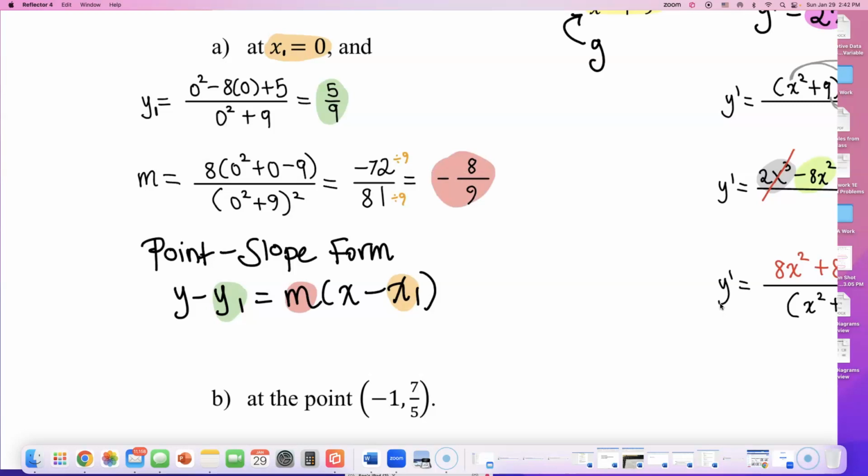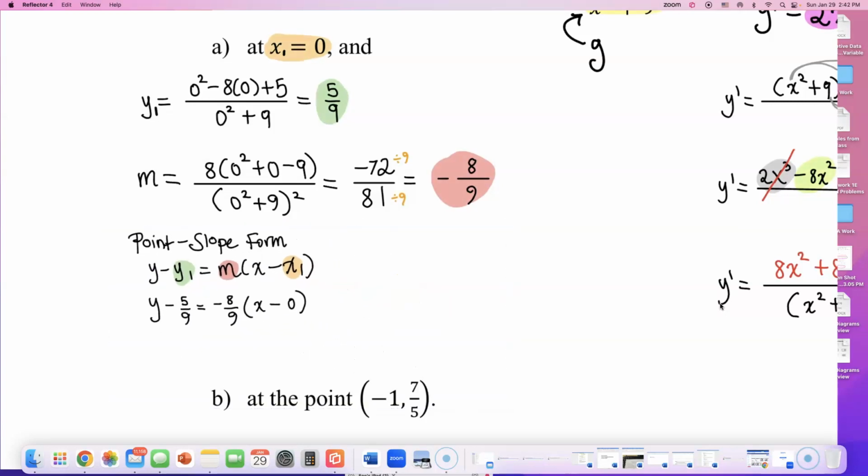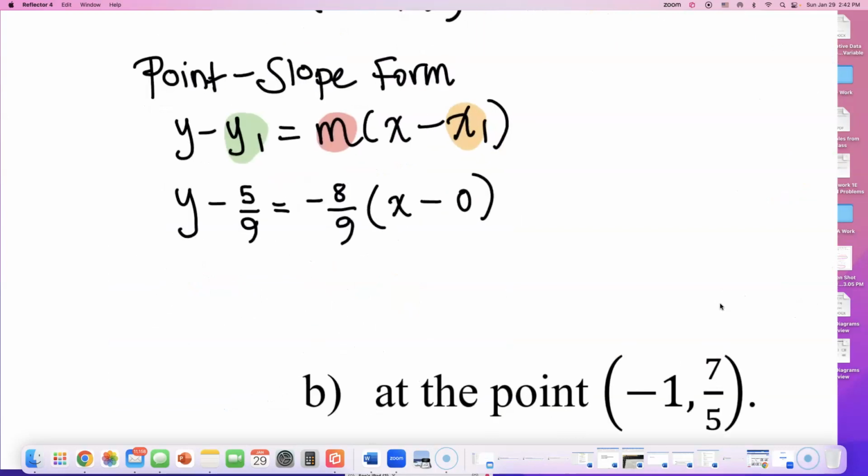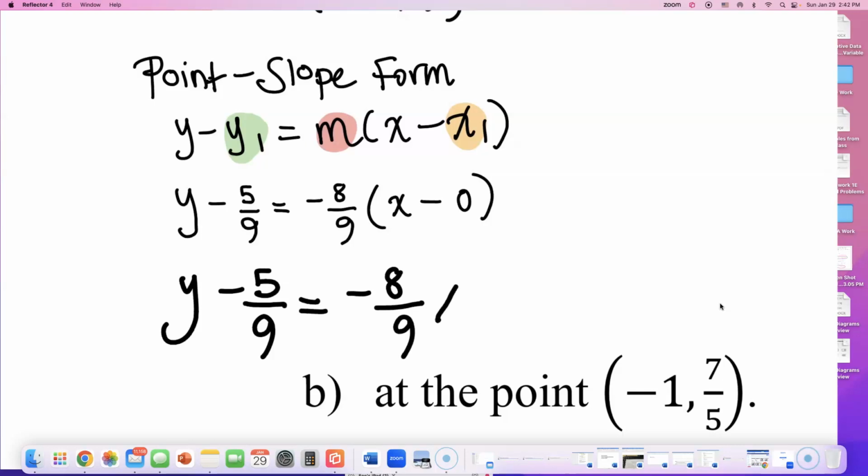So here's the answer. y minus 5 over 9 equals negative 8 over 9, parenthesis, x minus 0. Now, that is the point slope form, but if you want to simplify this a little bit, we can definitely do that. So let's simplify this a little bit more, okay? I can distribute the right side. I mean, what? I don't really need to distribute. Hold on. Because subtracting 0 is just itself, right? So I can write it this way.